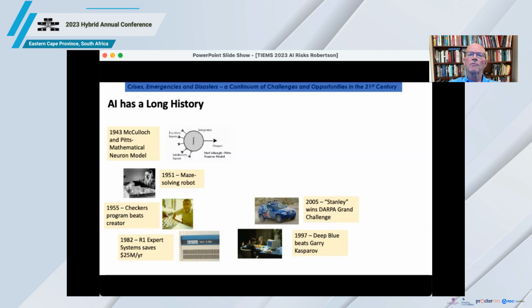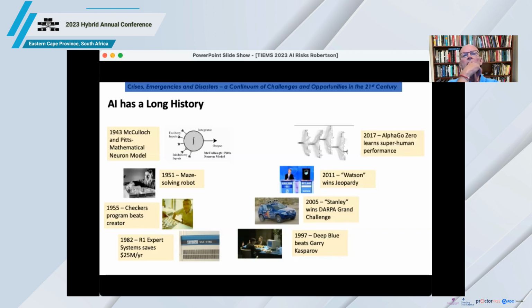The Defense Advanced Research Projects Agency has long been interested in AI. In 2005, they had a DARPA Grand Challenge, which laid the groundwork for today's self-driving cars. And then in 2011, IBM came in again, winning Jeopardy with Watson, which was a system based on a variety of AI techniques.